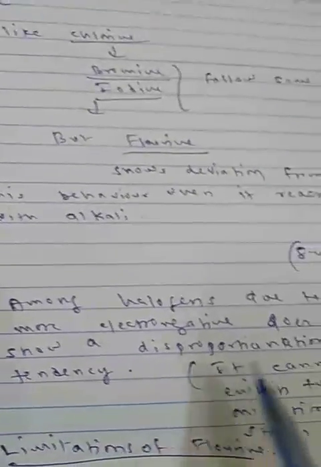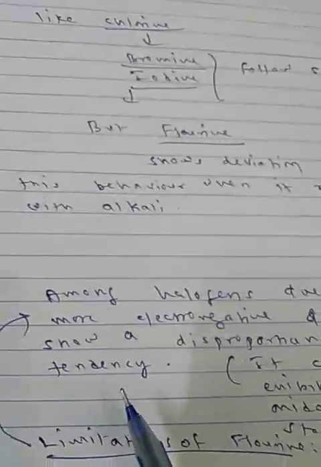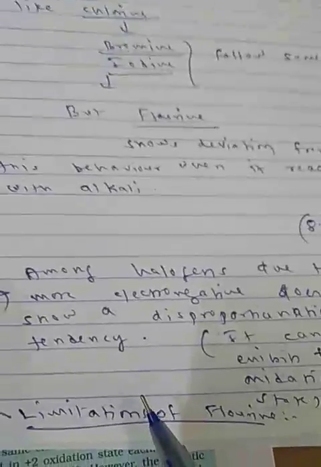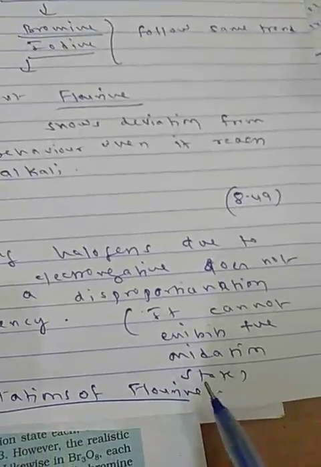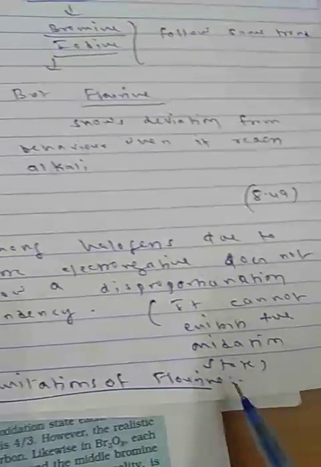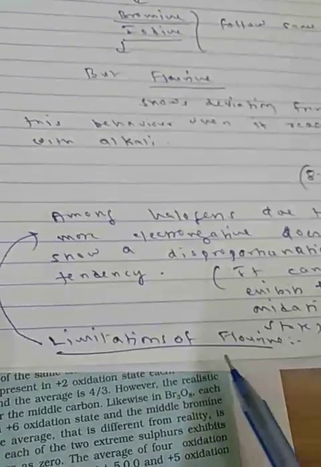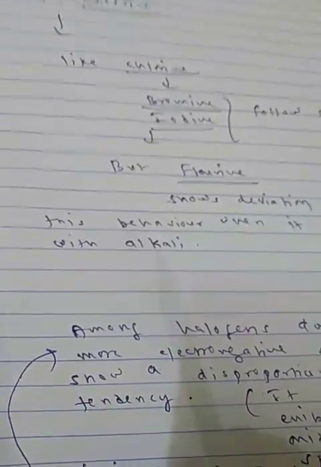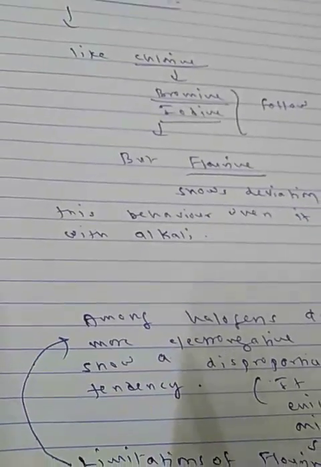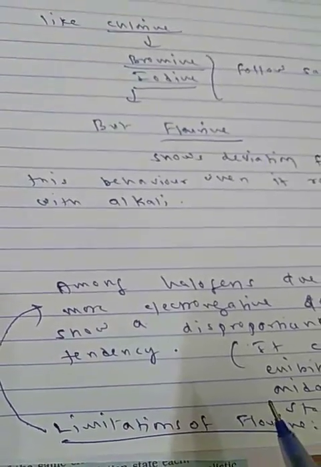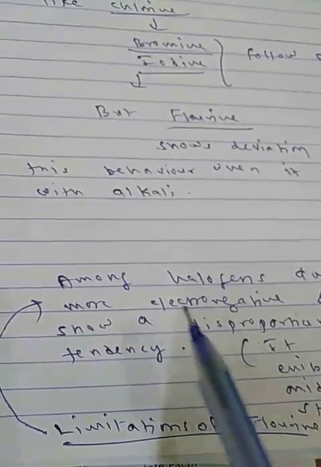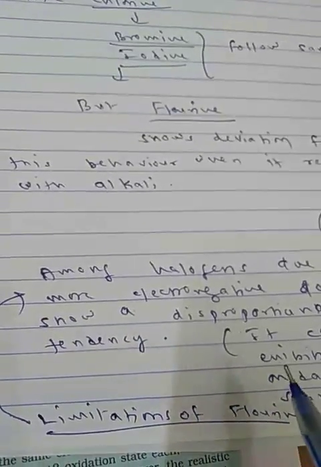So it is to be noted that among halogens, fluorine, being more electronegative, does not show a disproportionation tendency; it cannot exhibit positive oxidation states. This is the limitation of fluorine, why fluorine doesn't behave like chlorine, bromine and iodine. Due to high electronegativity it has this limitation, because it doesn't show an electropositive nature.